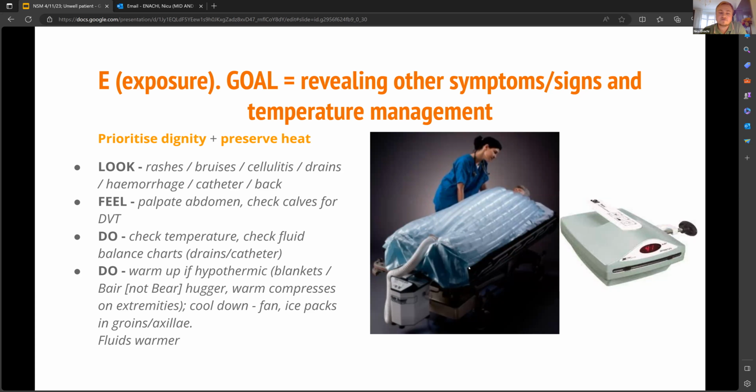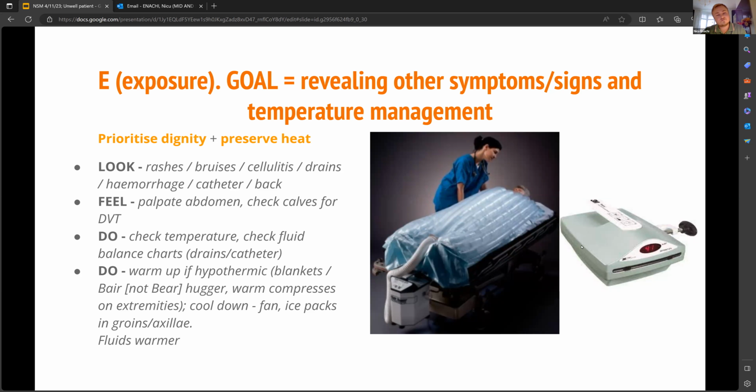If your patient is actually very hot, you think about antipyretics like paracetamol, a fan, some ice packs in the groins and axilla. This right here is a fluids warmer. So similarly, if your patient is very hypothermic and they need fluids, then you can actually warm them up.